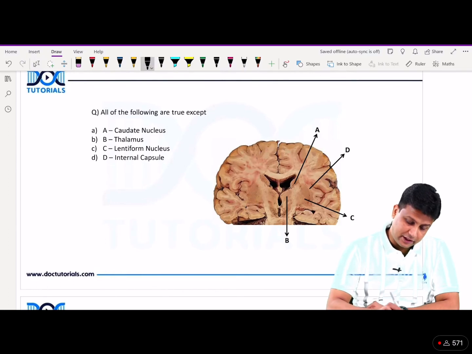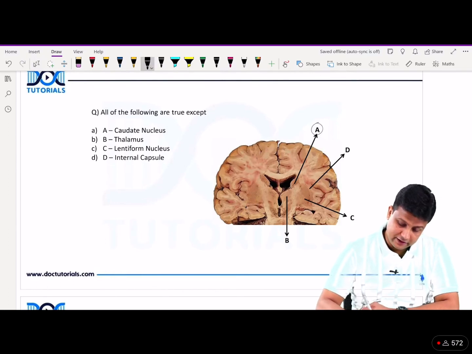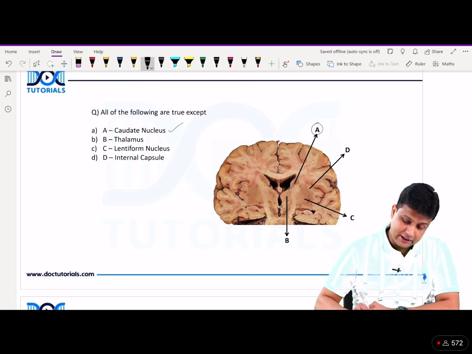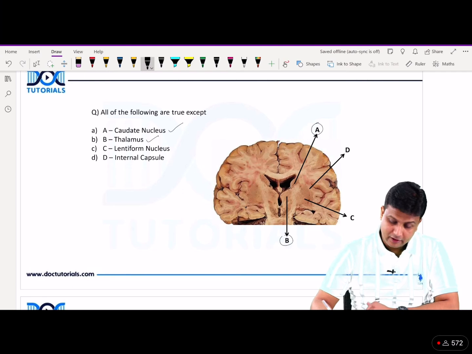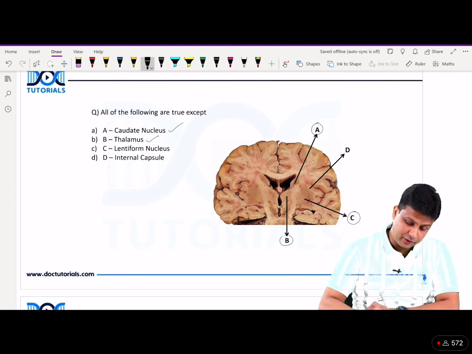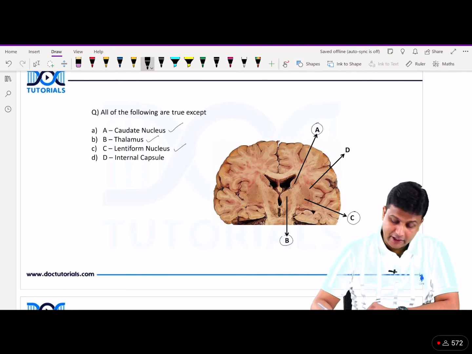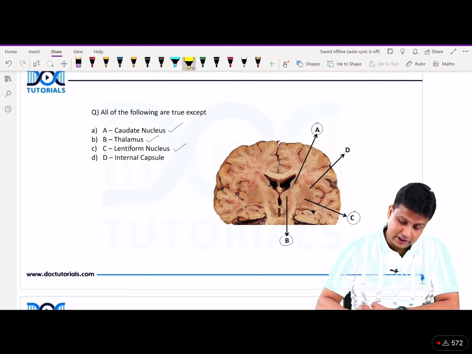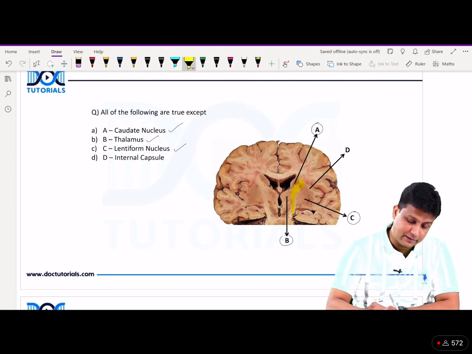Now, in this diagram, I hope you are able to see that A is the caudate nucleus, absolutely correct. And this B here is the thalamus, that is also absolutely correct. And the C here is the lentiform nucleus, that is also absolutely correct. But D is not the internal capsule, it is actually the external capsule. Why? Because the internal capsule is somewhere over here. So, that's actually the external capsule, guys.